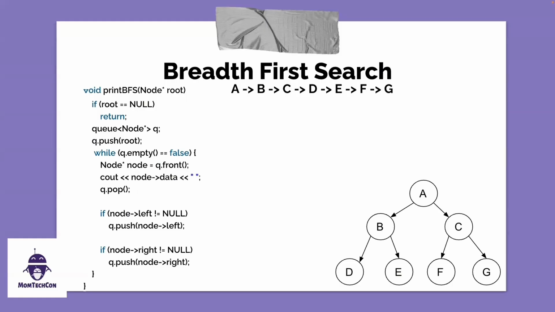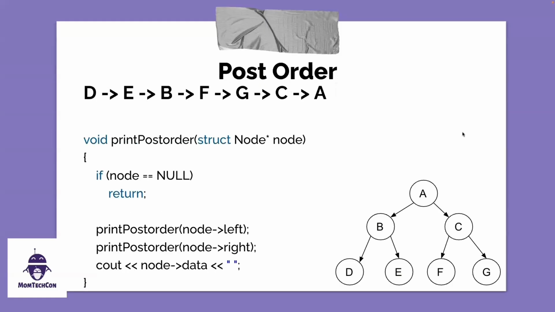Whichever traversal we are using, the complexity in terms of time is O of n, since we are looking at all the nodes. And the complexity in terms of space will be the depth of the tree, as we use the recursion, and we are counting the space used by the stack.